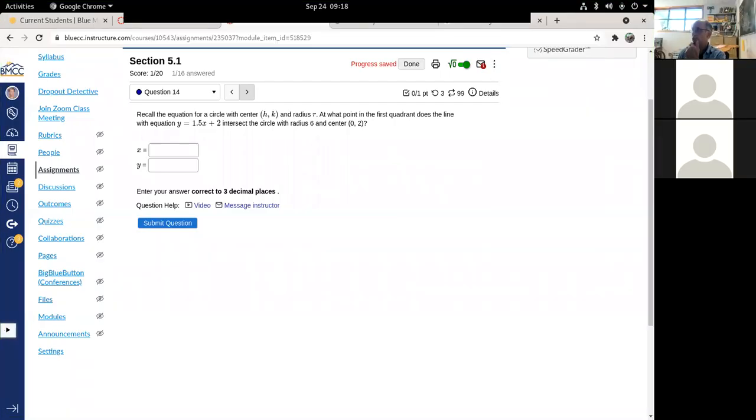So question number 14, we want to know where this line here intersects a circle with radius 6 that's centered at (0, 2). So how do we start this? We draw a picture.